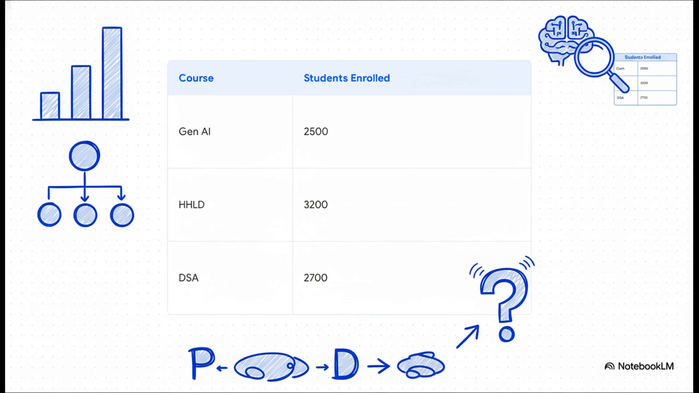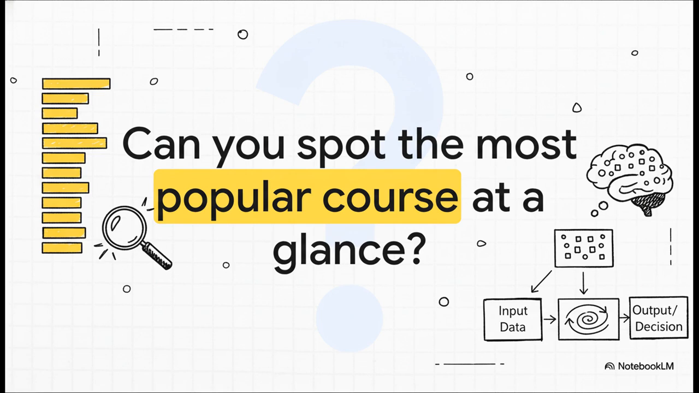But just looking at it like this, can you tell me which course is the most popular? Like instantly? You probably can, but you had to scan it, compare the numbers. It took a beat, right? Now imagine this table had 50 courses, or 500. Forget about it. It'd be impossible to see the pattern at a glance.